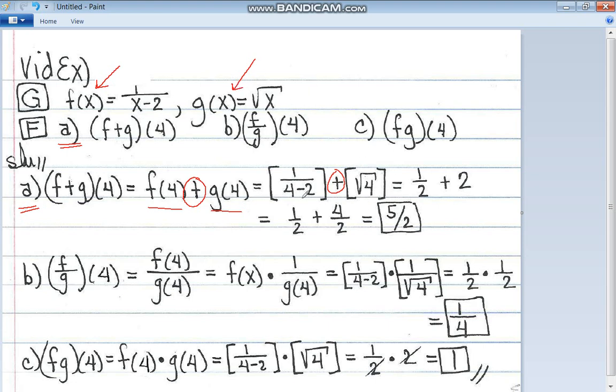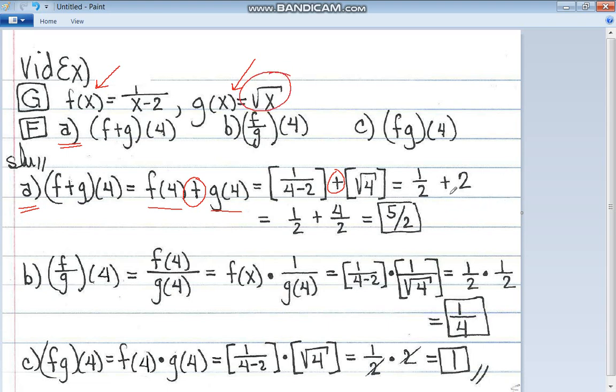Okay, let's simplify inside of each of the brackets. 1 over 4 minus 2 is 1/2, plus the square root of 4 is 2. Now you notice we didn't put plus or minus the square root because we did not introduce that square root. It was given to us over here in the function g.